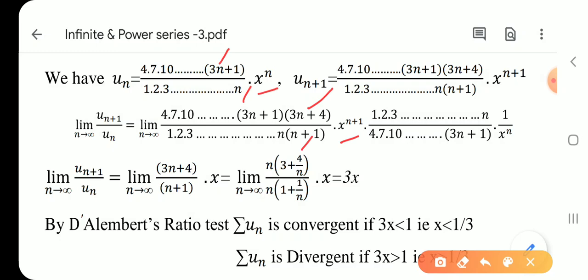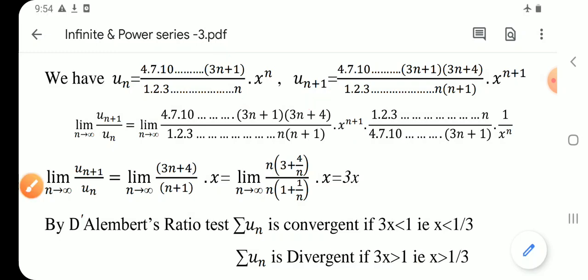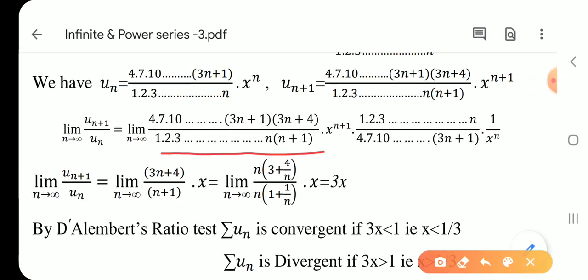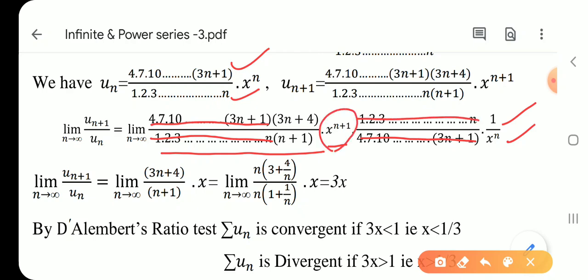Here, to find the limit of un plus 1 by un as n tends to infinity, I will take un plus 1 first, x to the power n plus 1, and here numerator will go into the denominator and denominator will come into the numerator. Now cancel whatever you can cancel. So these like terms get cancelled. Here up to n it gets cancelled. X to the power n plus 1 can be written as x to the power n into x. So x to the power n, x to the power n cancels and x remains in the numerator.